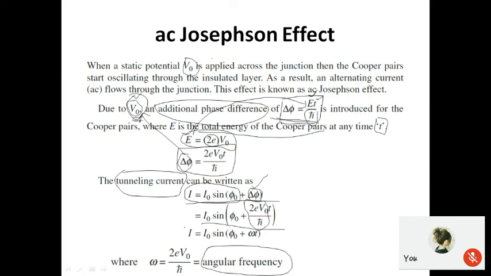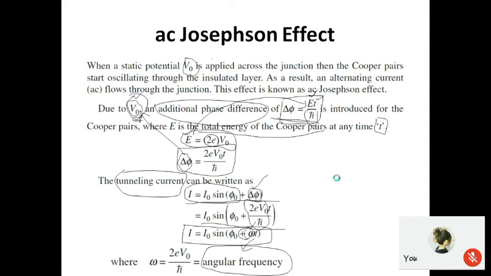Since the expression for the current that flows through the insulating layer is given by I equal to I naught sin(phi naught plus omega t), where omega is the angular frequency, this omega term represents the oscillating nature of the current that flows through the junction. That is nothing but alternating current. Therefore, the presence of this omega term in the expression itself indicates that the current that flows through the insulating layer will be an alternating one.